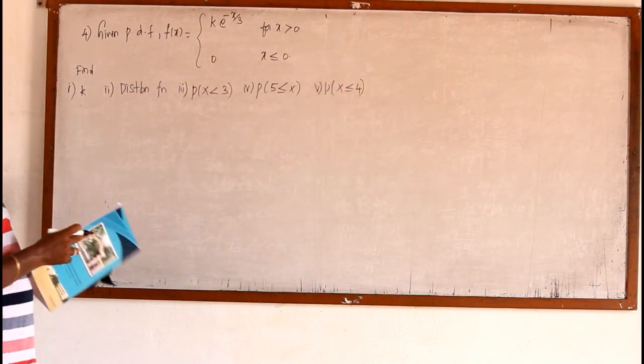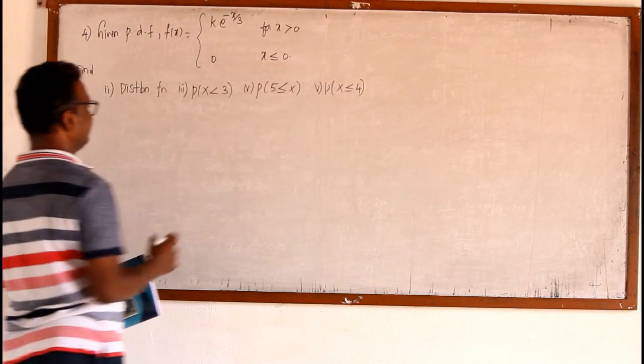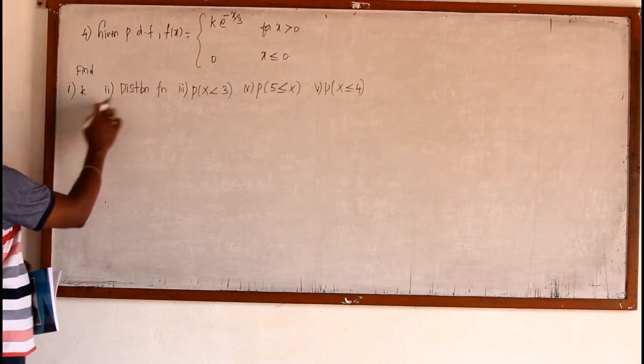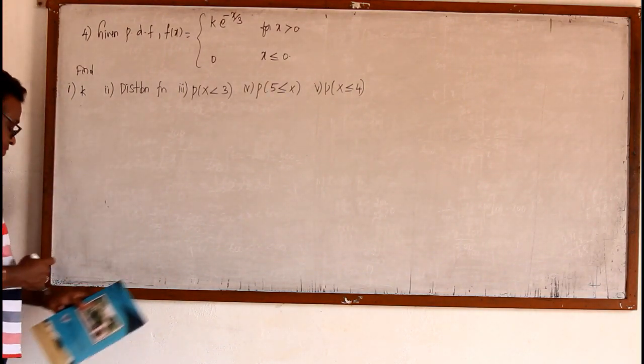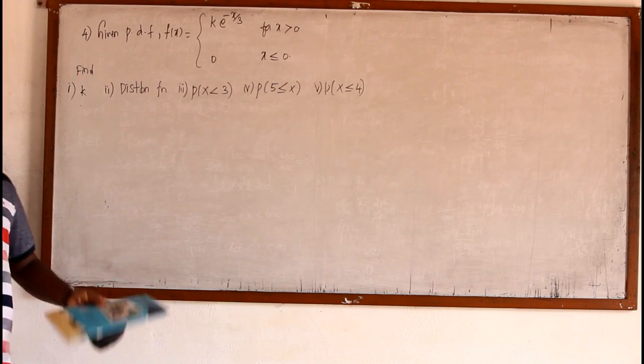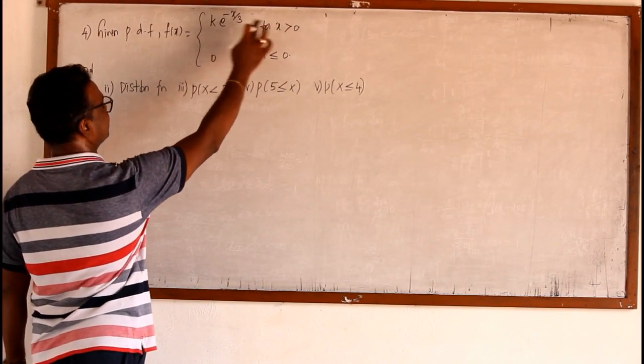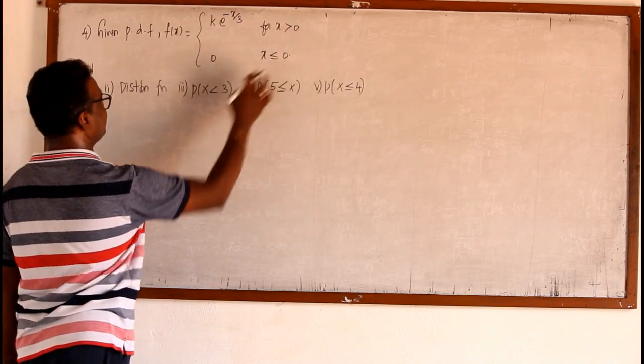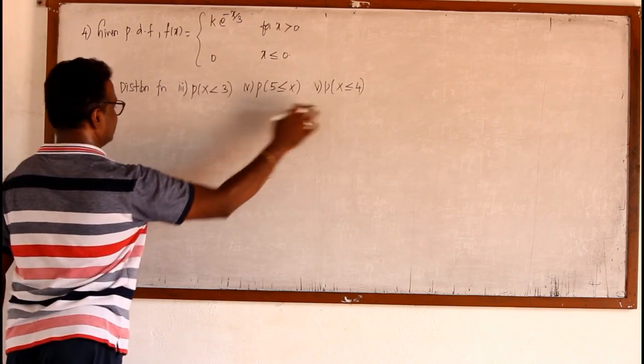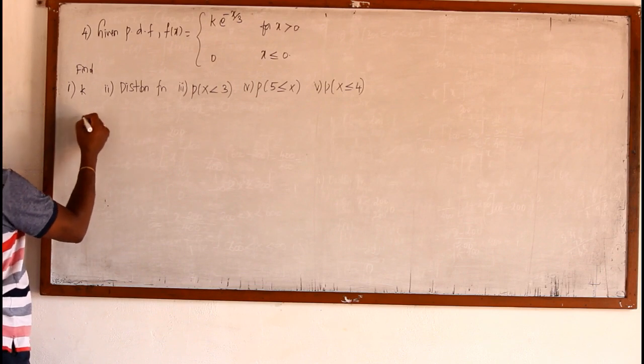For this problem alone, we are going to find out the probability in a different way. So all the remainings are as usual. So first to find k. We have to find out k. Given f of x is k into e power minus x by 3 for x greater than 0 and 0 otherwise. And I have to find out all this thing. First we shall find k.